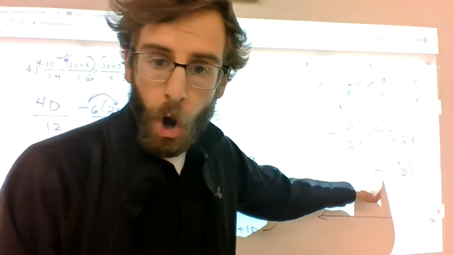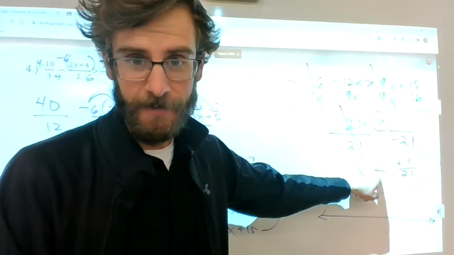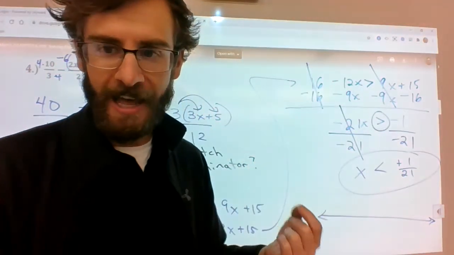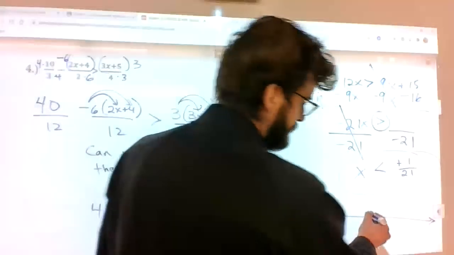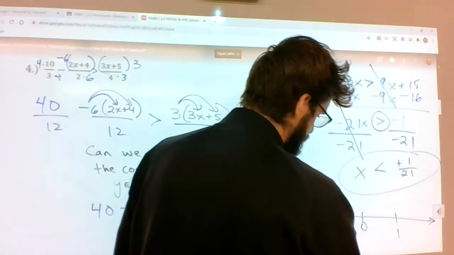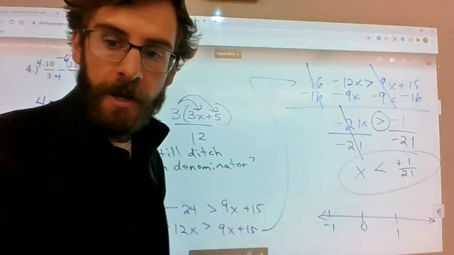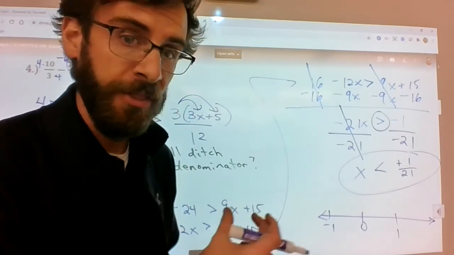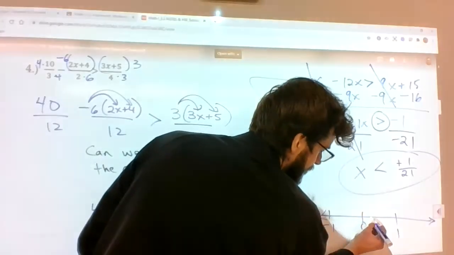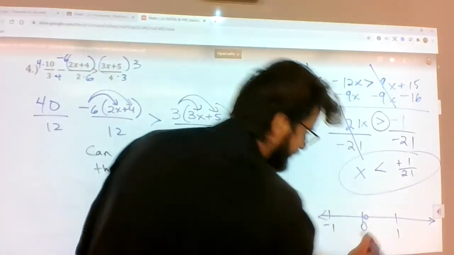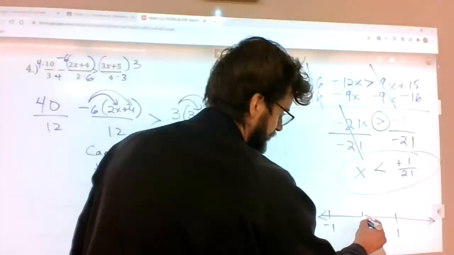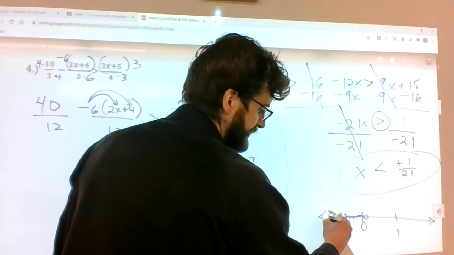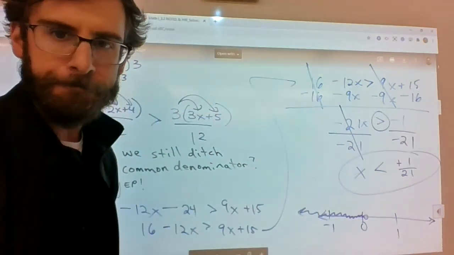You'd use an open circle at 1 over 21, which, you know what, I'm just going to say here's 0, here's 1, here's negative 1. 1 over 21 is really close to 0 on the right side. It's going to be an open circle, and it's going to be everything to the left of that.